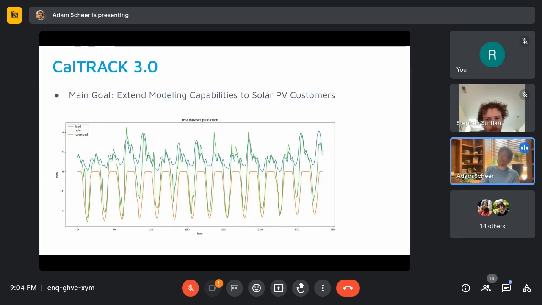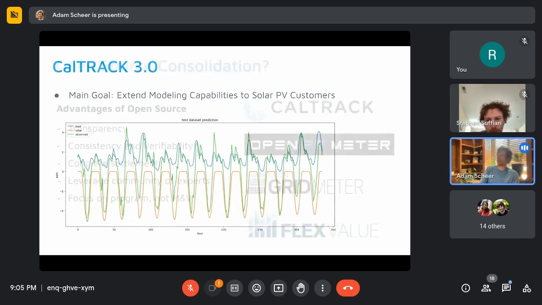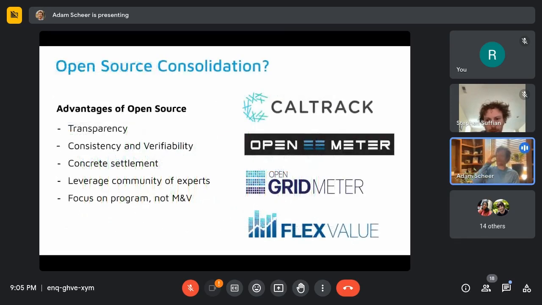So this is a big area that we'd like to venture into so that CalTrack doesn't have this limitation where it can't model solar PV customers. And like I said, also bringing this around to some of the demand response conversation. And then lastly, and Steve, maybe this sets the stage for your thoughts as well.